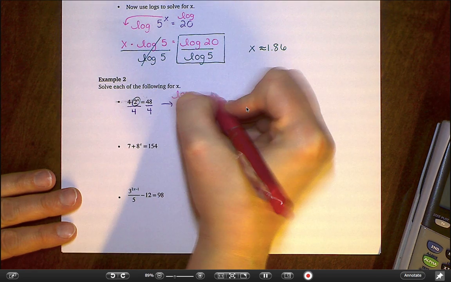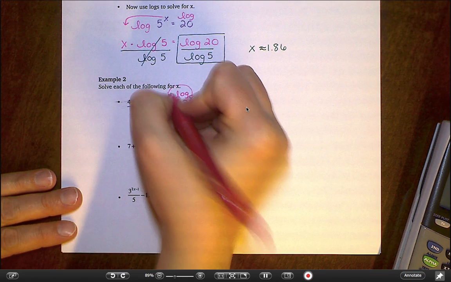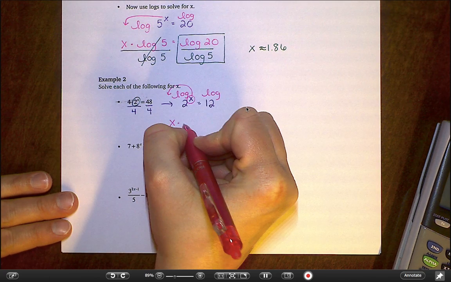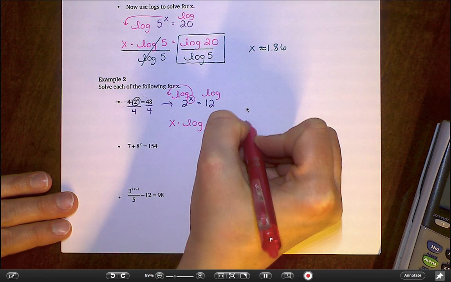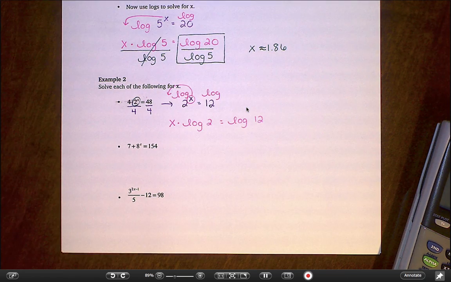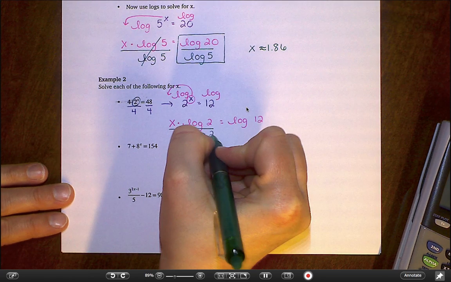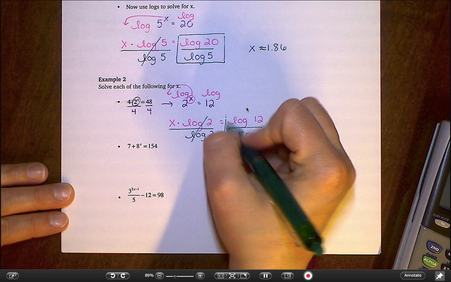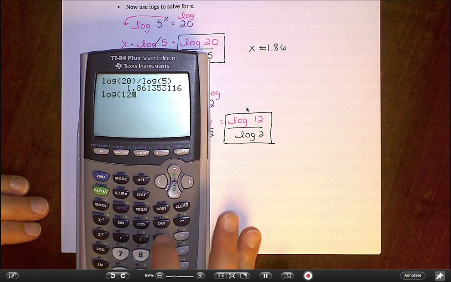I'm going to take a common log, move my exponent down in front. Sorry, this side got all kind of stacked around, but this should now say x times log of 2 equals log of 12. And then, because this is now multiplication, I can solve it with division. And this can go into my calculator. So I'm going to do log 12 divided by log 2.